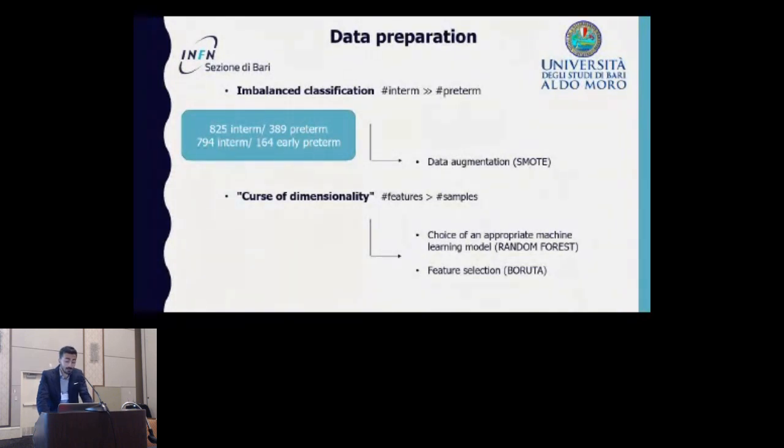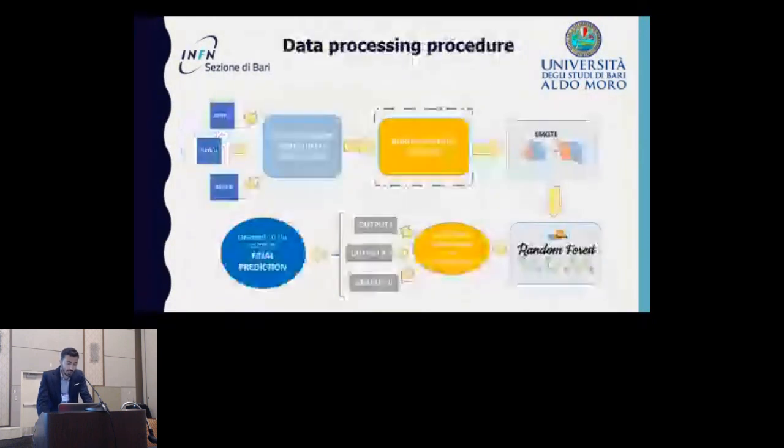Another problem that we identified is the so-called curse of dimensionality, because there were a lot of predictor variables with respect to the number of samples. To handle this problem, we chose an appropriate machine learning model, random forest, and we also used a feature selection algorithm, Boruta.